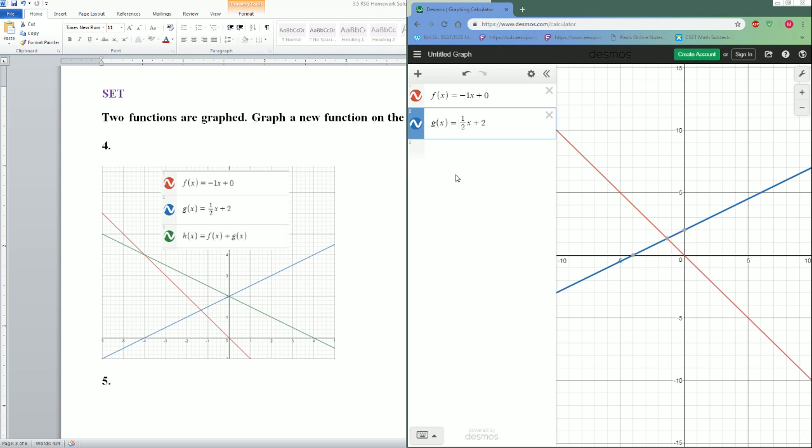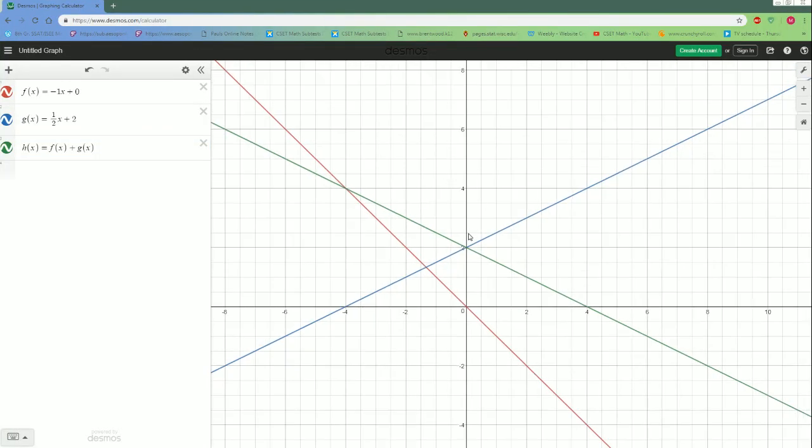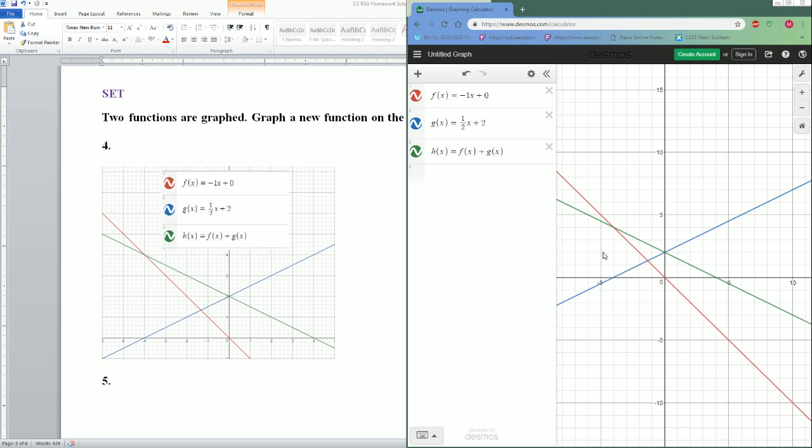Okay, now to graph it, I just combined them so I could define a new one. So I'm going to say this is h of x, which is going to be my f of x plus my g of x. Okay. Do you see how Desmos does it automatically for you? Notice that the y-intercept here is added and the slope, right, is in between. It averages out. Okay, so that is how you would graph it.